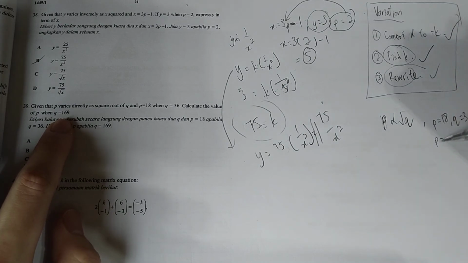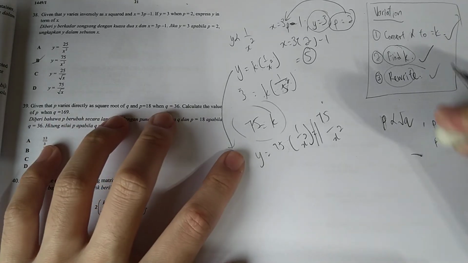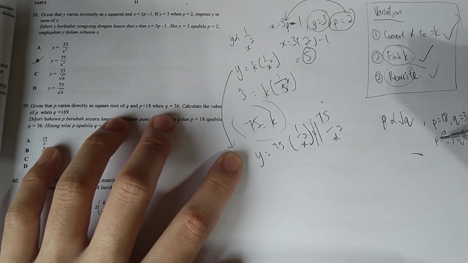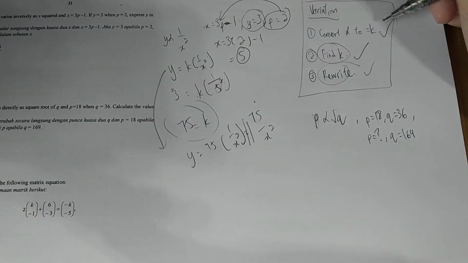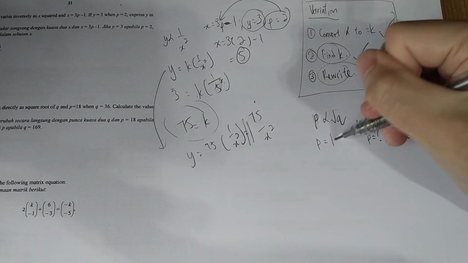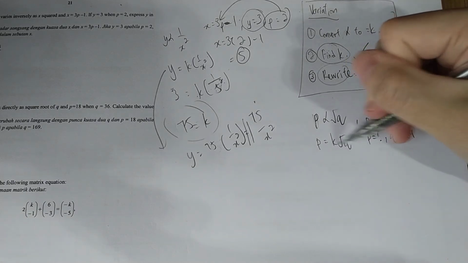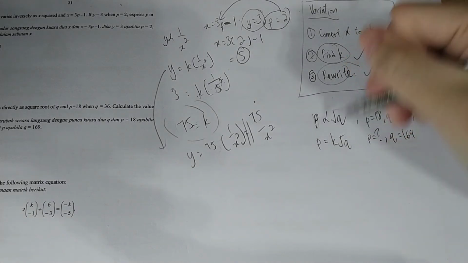So, calculate value of P. So, P is question mark. And then, Q is 169. This is question mark. Okay, so macam mana nak buat? Step 1. Convert the symbol jadi equals k. So, tukar jadi equals k square root q. Don't forget the hubungan here is darab. Times.